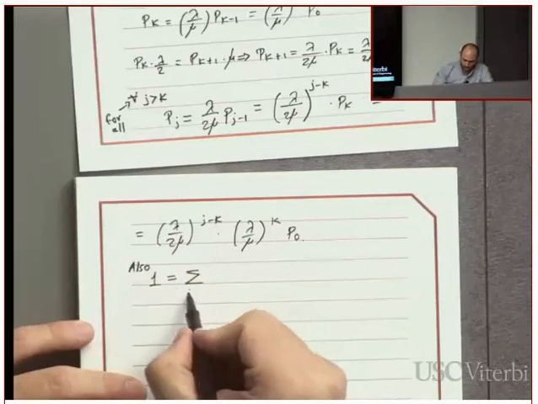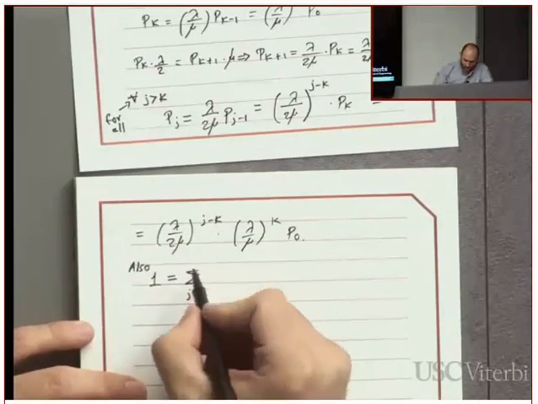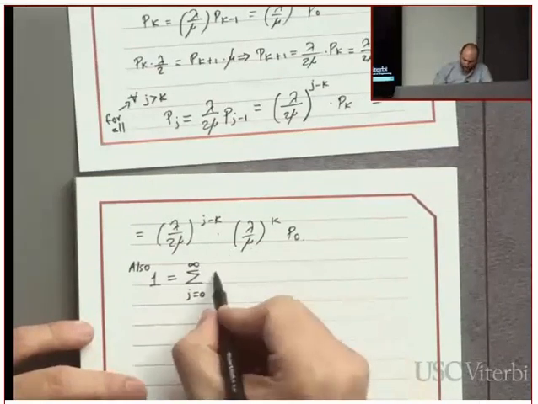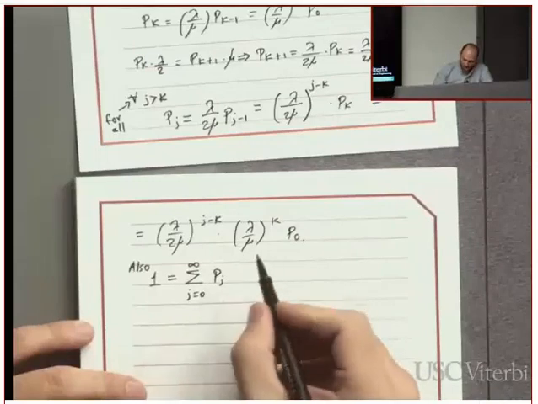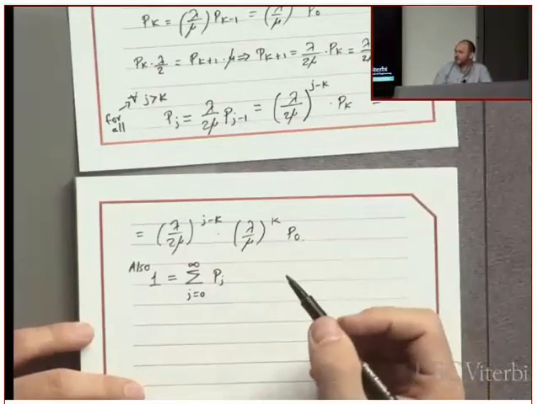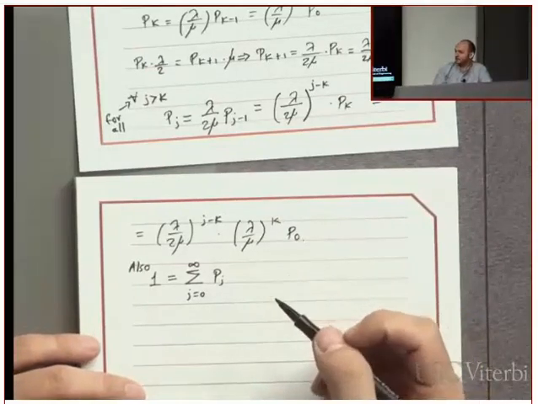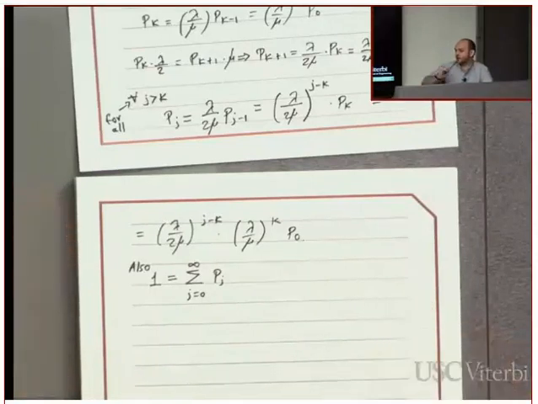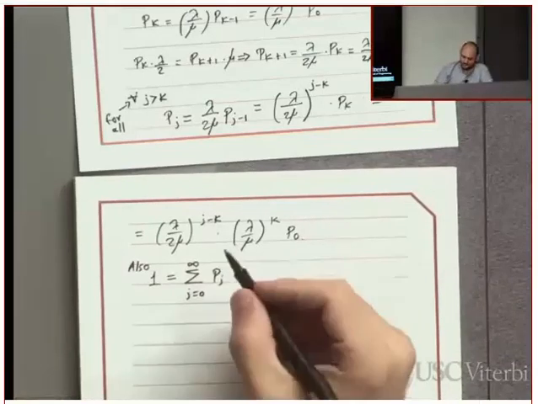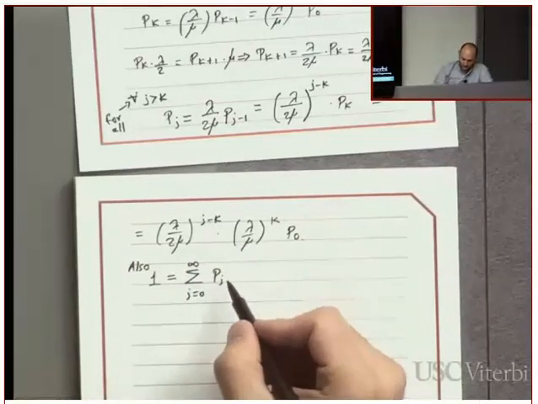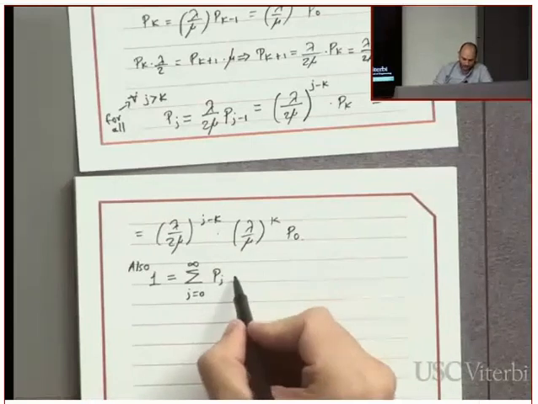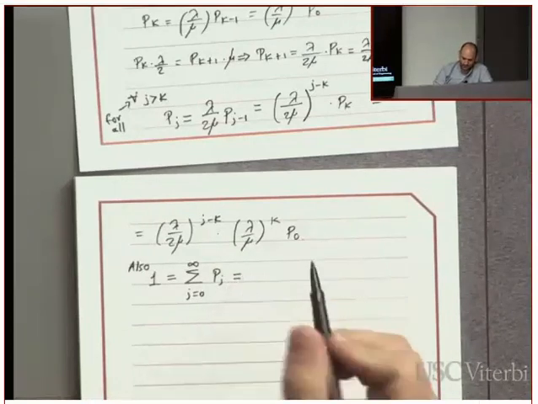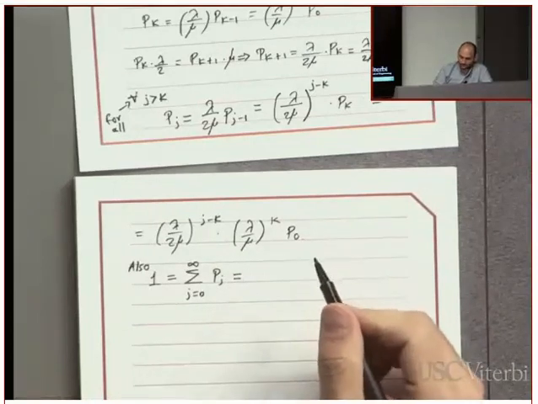Also, summation from j equals 0 to infinity of Pj, right? Why do we say infinity? Nobody said that the queue has limited capacity, right? We say that we are dropping arrivals, but nobody said that the queue length is limited. So the summation of all these infinite probabilities is equal to 1, and if we substitute, this gives what?